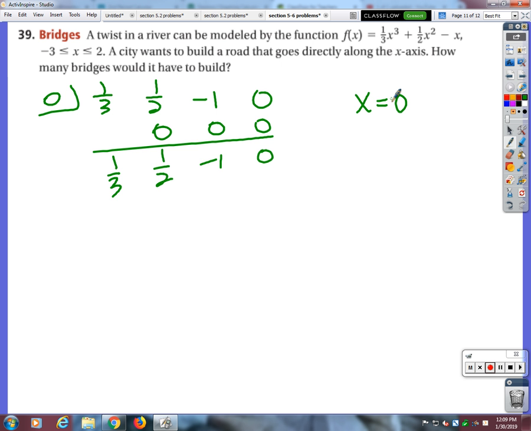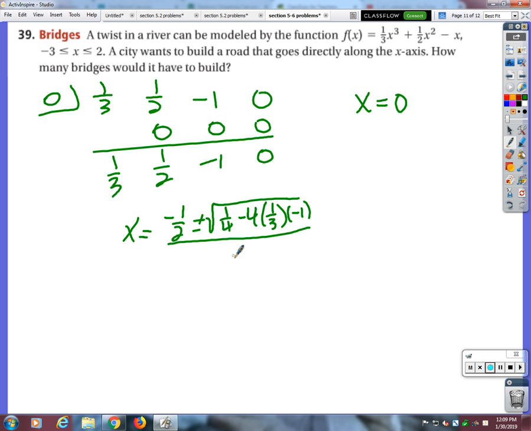No, like 3i. Yeah, like with an i in there. Okay, so now we got this. Let's go ahead and find this out with the quadratic formula. Okay, so opposite of b is -1/2, plus or minus the square root of b squared, which is 1/4, minus 4 times 1/3 times -1, all divided by 2 times a.